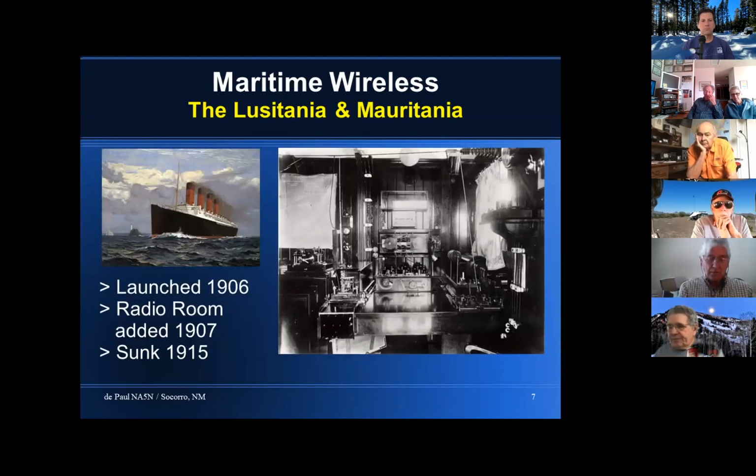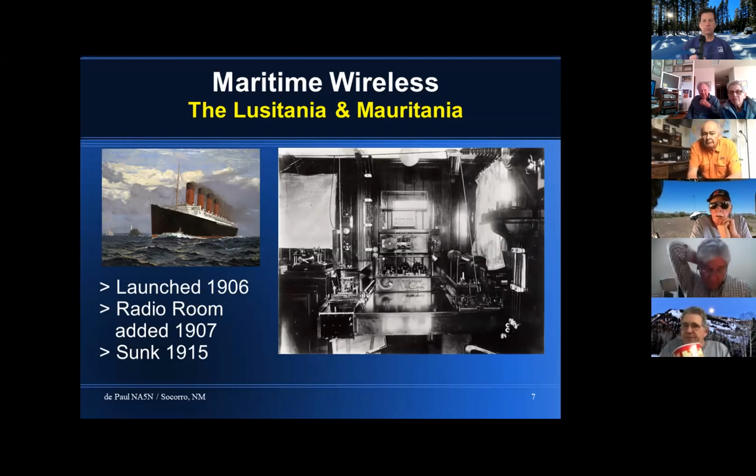Early maritime wireless, here's an example of it. The Mauretania and Lusitania were launched in 1906, and added a radio room in 1907. This is actually a photograph of the Titanic radio room. It's the only known photograph of it, and it's a double exposure.